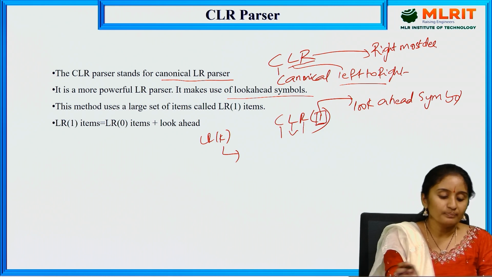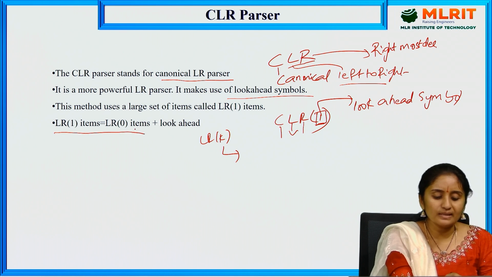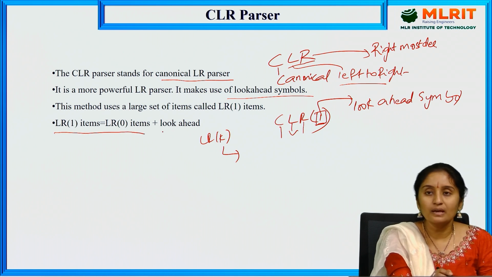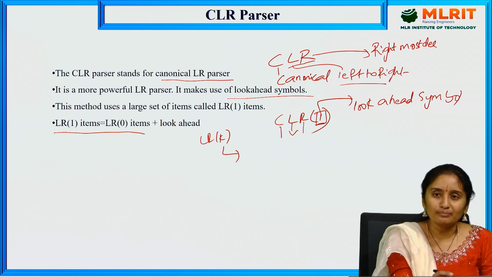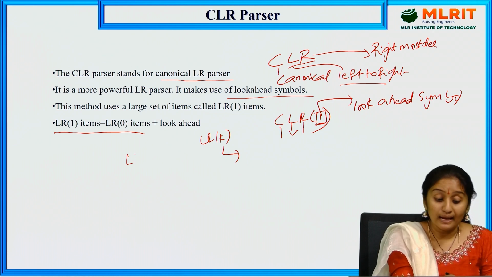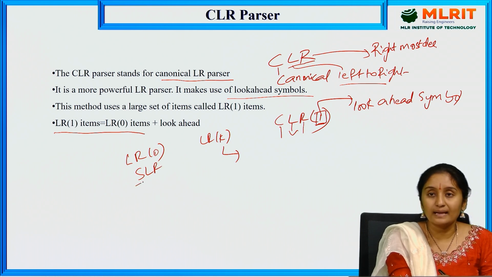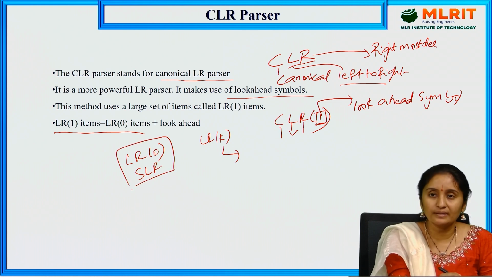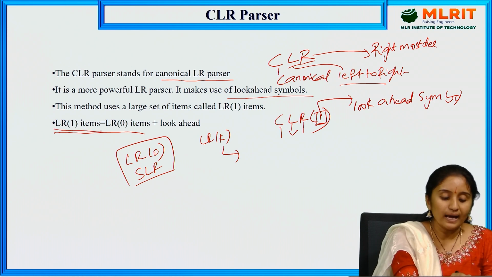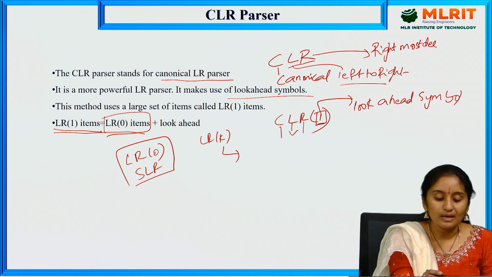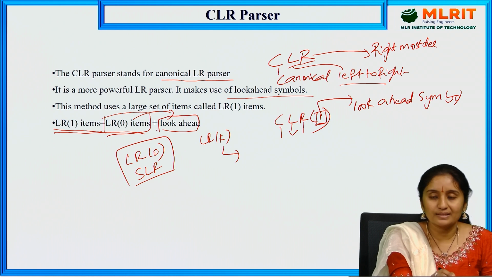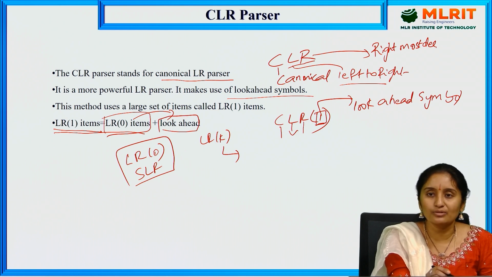One look ahead symbol. LR(1) items is equal to LR(0) items plus look ahead symbol. As we have already completed LR(0) parser and SLR parser in the previous class, these are the two parsers we have already completed. So LR(1) item is nothing but LR(0) plus look ahead symbols. We have already calculated LR(0) items, plus we are going to have one extra, that is the look ahead symbol we are going to add here. So this is CLR(1) parser.